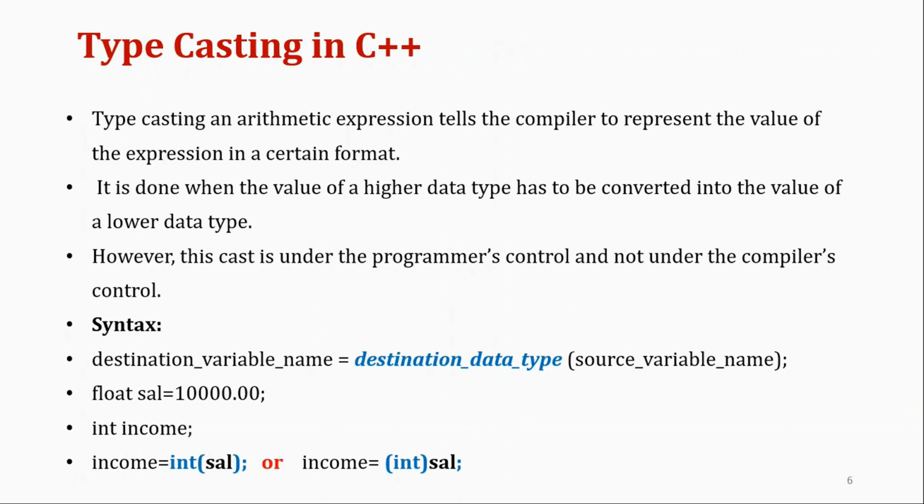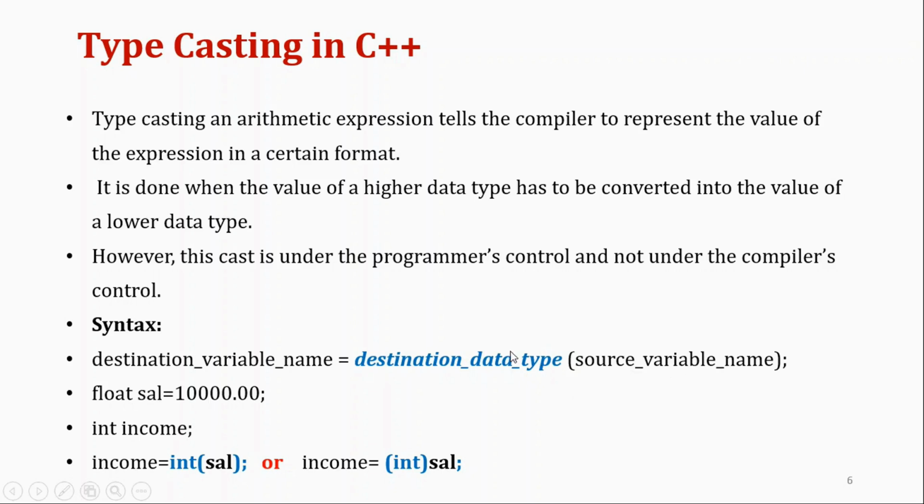The syntax for typecasting is the destination type which you want to convert to, and the variable which you want to convert should be given in parentheses. The reverse is also possible. The destination type can be given in brackets, and the source variable name can be given without brackets. So both are allowed.